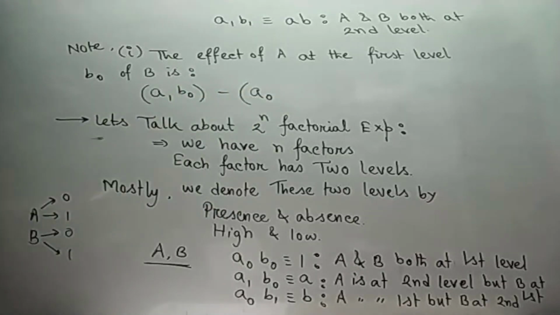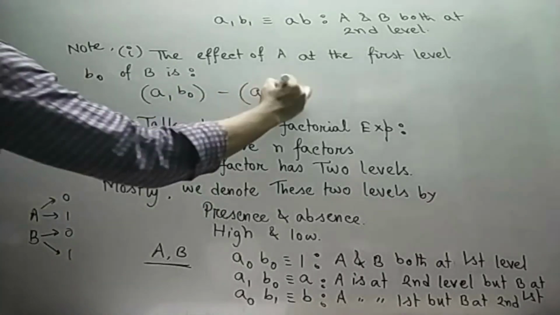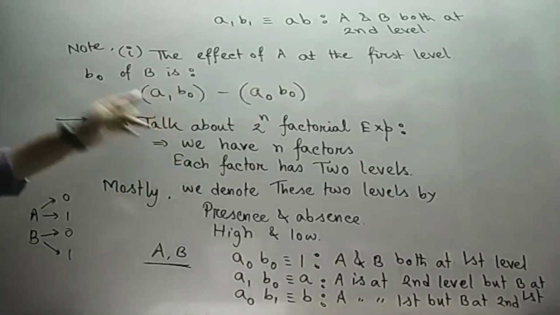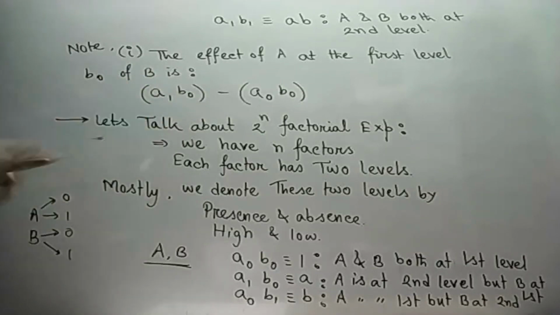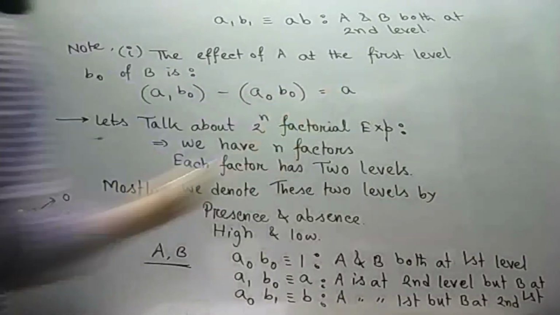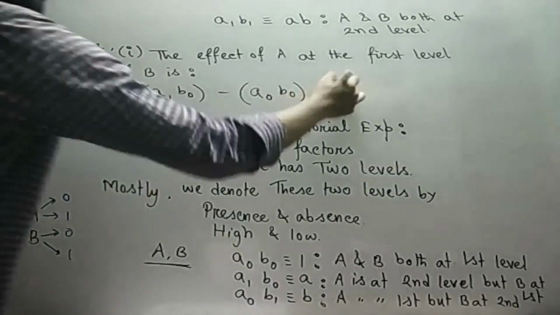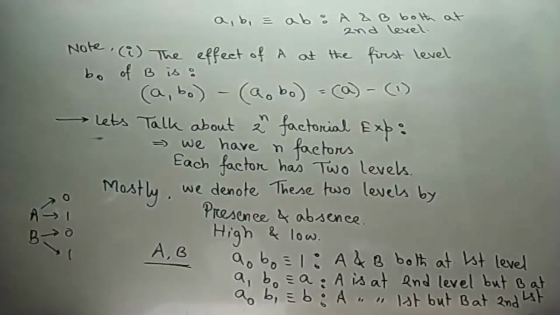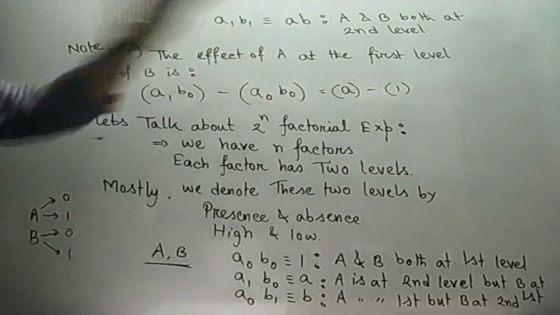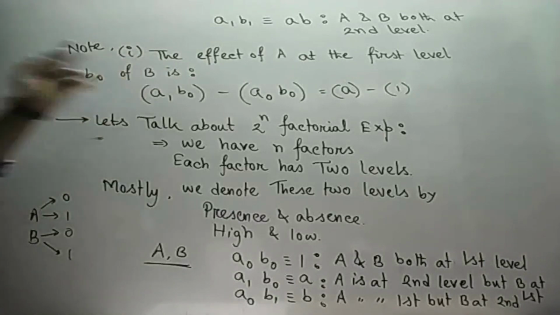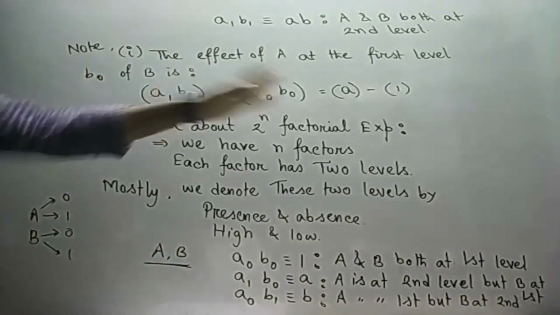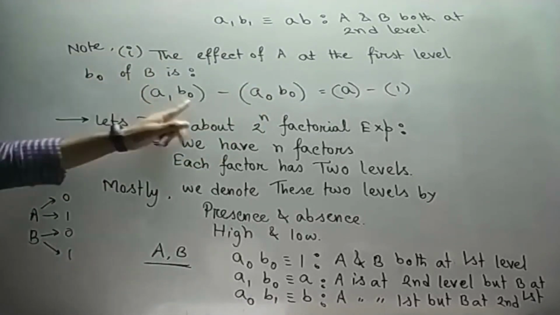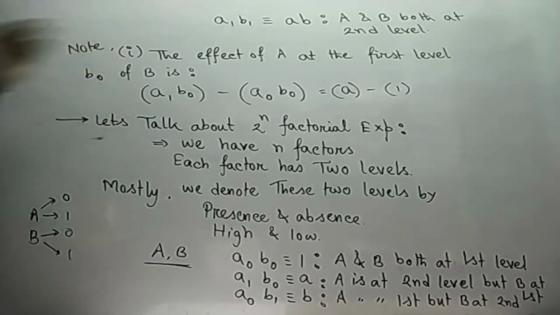which is A naught at the first level of B. So this value A1 B naught means A is present but B is absent, so obviously that will be A, and here A and B both are absent, so we can write this as 1. So the effect of A at the first level of B, which is B naught, is the presence of A minus the absence of A at the first level of B.